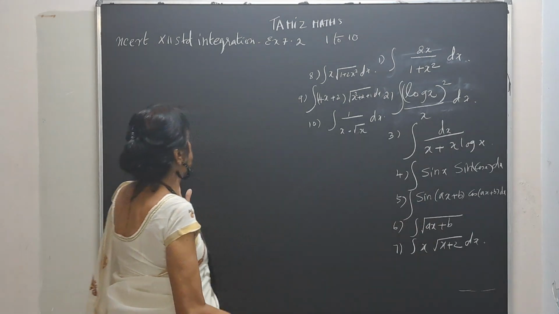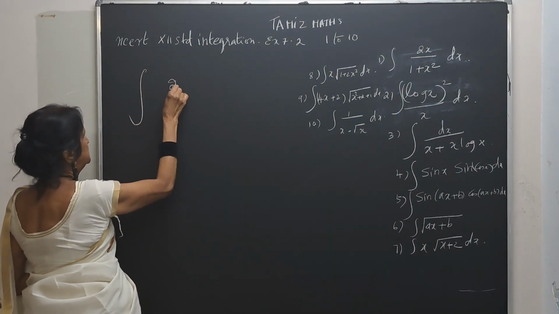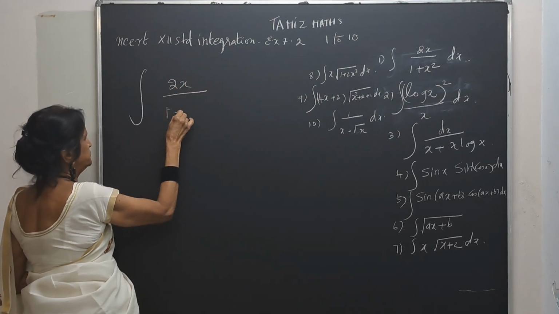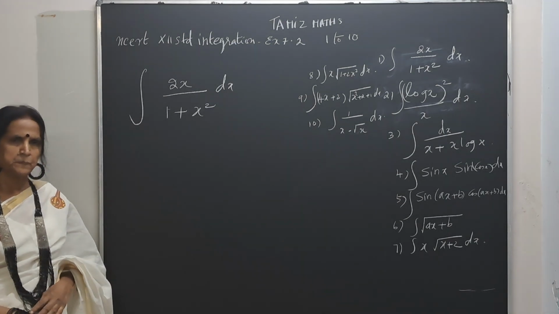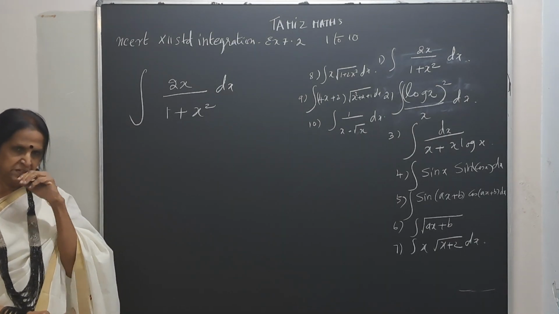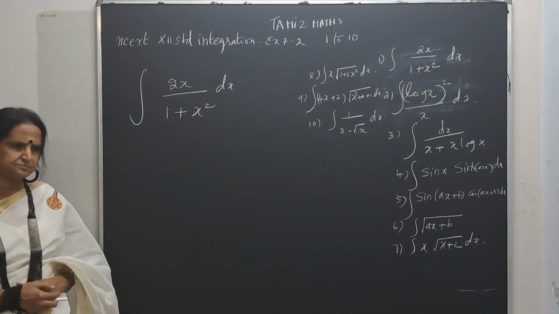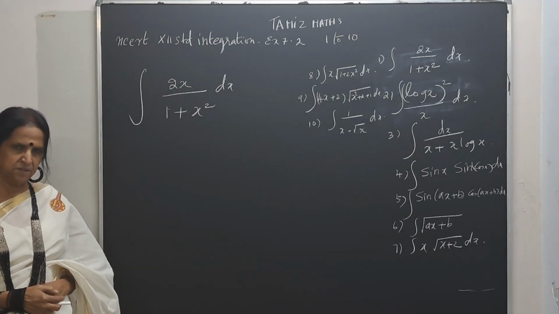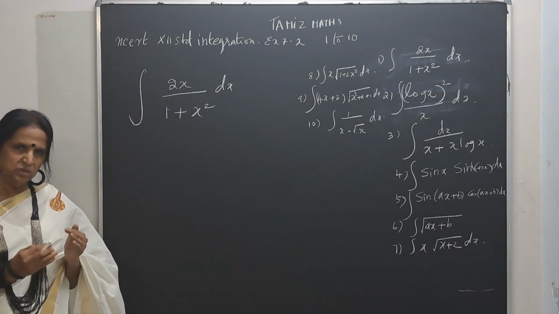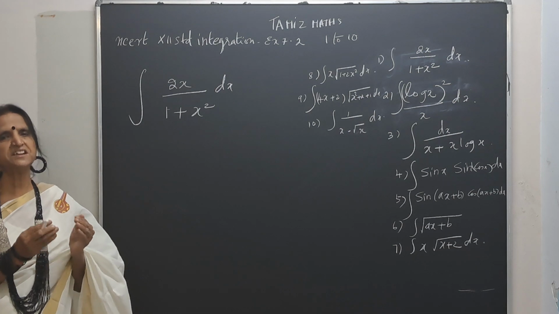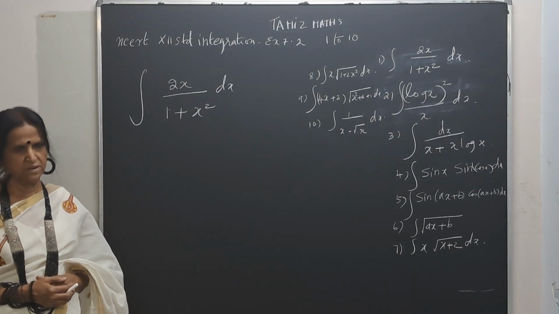Integrate 2x by 1 plus x squared. Problem 1. Integrate 2x by 1 plus x squared dx. There is a numerator, there is a denominator. There are many ways in which we think. Now when there is a numerator and denominator, the very first thing we do is, please check whether numerator is the derivative of the denominator.